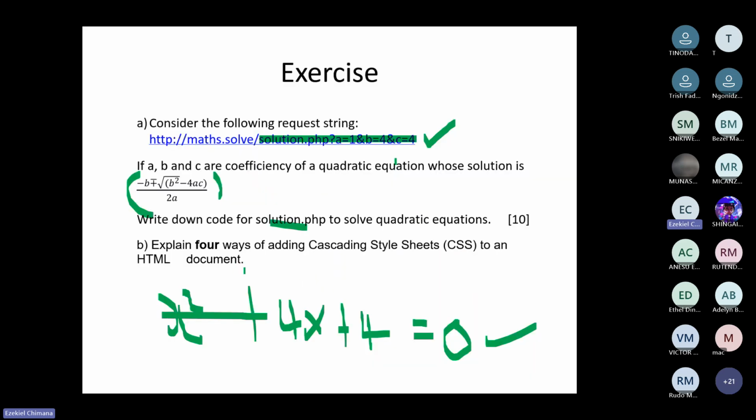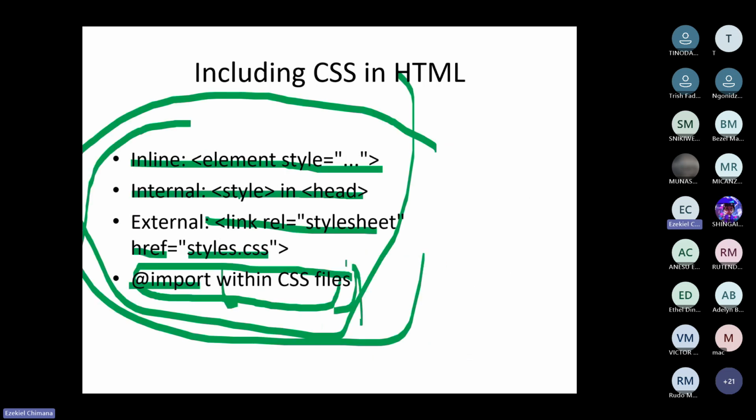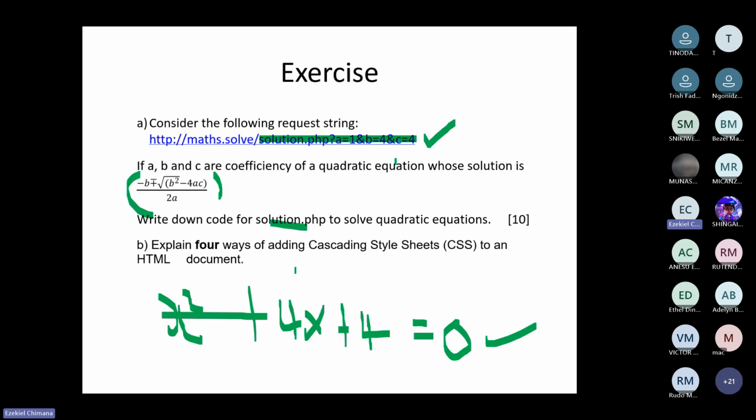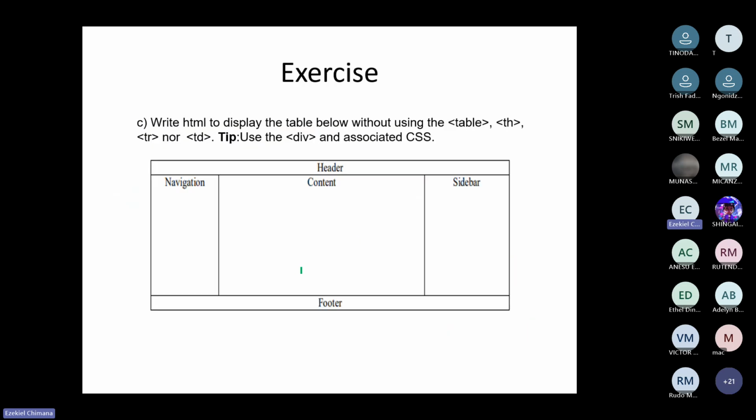And then explain 4 ways of adding cascading style sheets. That's what we're doing here. These are the 4 ways of adding cascading style sheets to your HTML documents. And then there is this part.